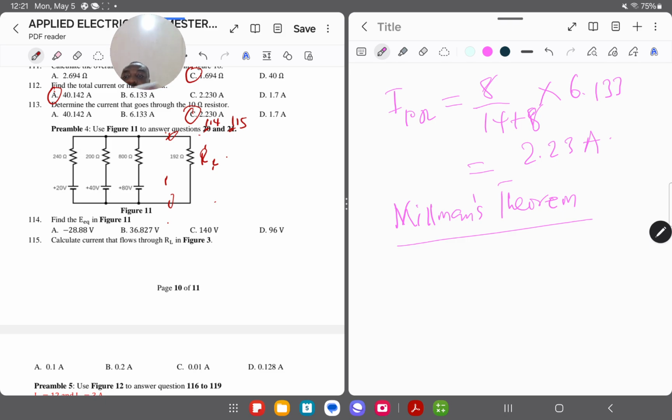So if you look at this circuit diagram, you can see that the first branch, which is here, we have what? 20 volts in series with what? 240 ohms. The second branch, we have 40 volts in series with what? 200 ohms. And the last one, 80 volts in series with what? 800 ohms, right? So you can see this follows the pattern that I just talked about. That is excluding the load, which is RL, the load resistor.